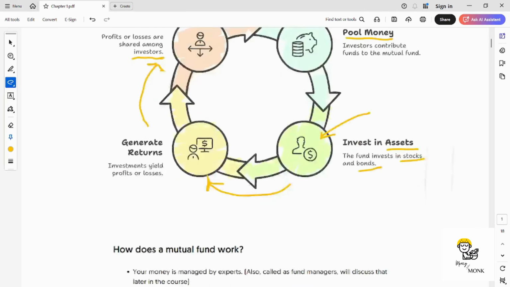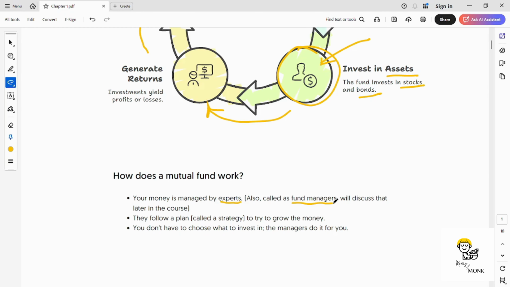Now, who are these guys? Your money is managed by experts. They are also called fund managers. So these guys here are fund managers. They are appointed by the banks or the financial institution. These are the fancy suit guys you would see on Bay Street in Toronto. They follow a plan called a strategy to grow the money. Each mutual fund has its own objective on what it would invest in, and these fund managers follow that plan, that strategy, and try to grow your money.